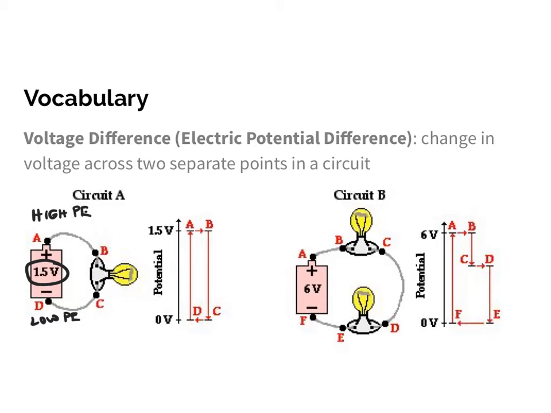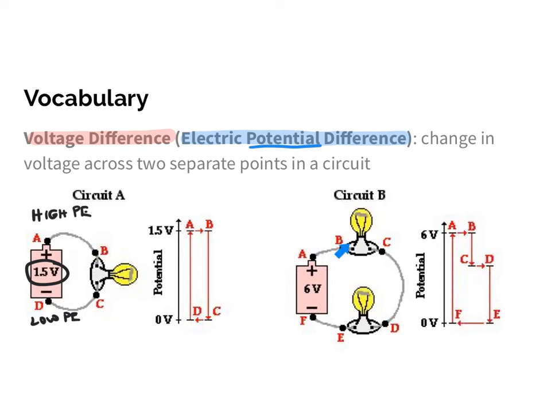Okay, so what happens as we go throughout the circuit is that the voltage, keyword here, is going to drop. What we call this is a voltage difference, or the fancy word for it is an electric potential difference. Keyword there is that word potential. It just shows that as we go across different points within the circuit, the voltage is going to change.